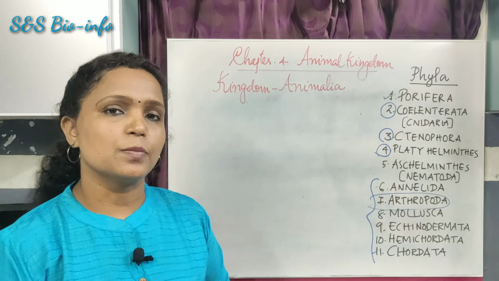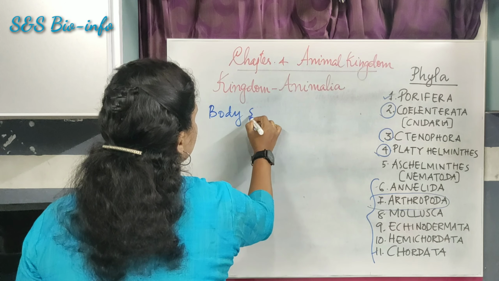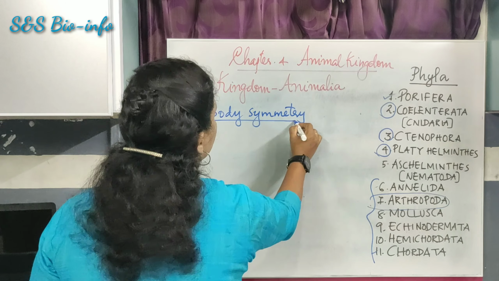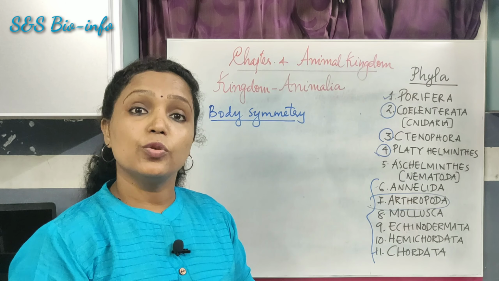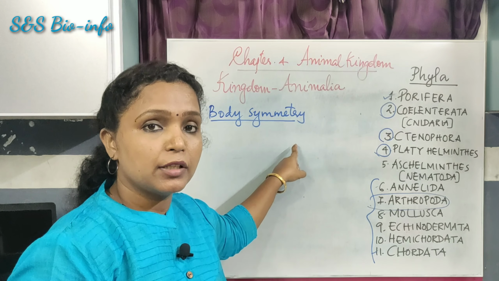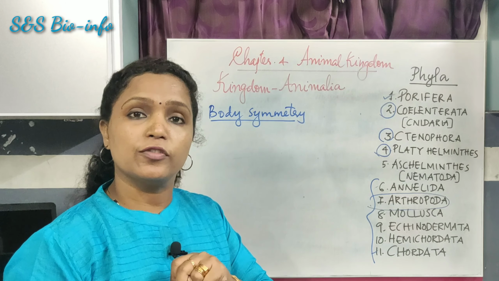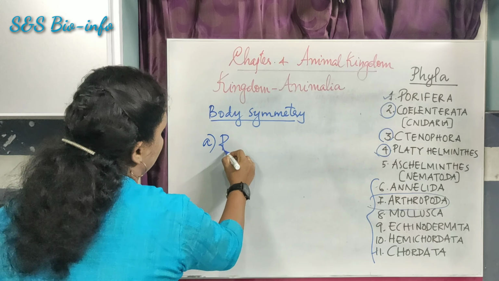The next one is body symmetry. Symmetry is a process of dividing the body into two identical halves. This feature can be exhibited in the members of the kingdom Animalia. They exhibit two types of symmetry. Those are radial symmetry and bilateral symmetry.